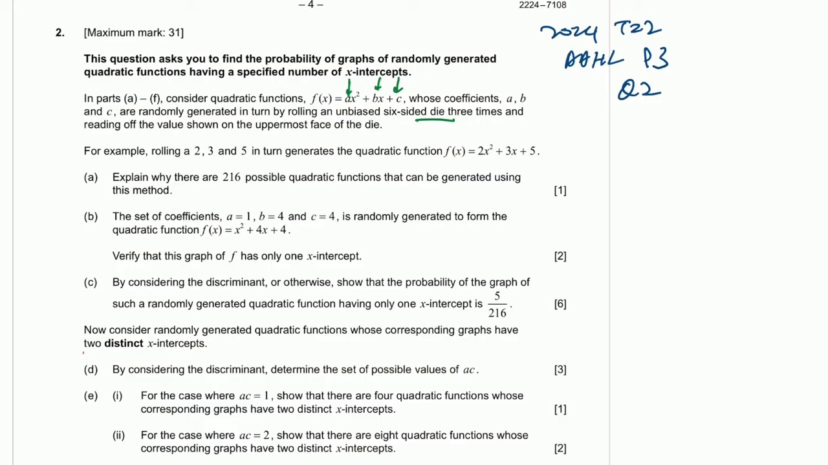Question: why are there 216 possible quadratic equations? Because a has 6 choices, b has 6 choices, and c has 6 choices. That multiplies to 216.